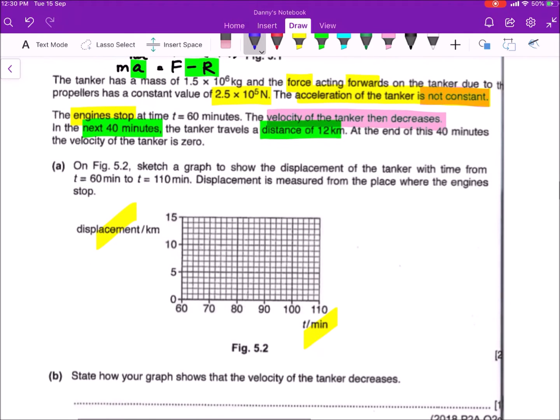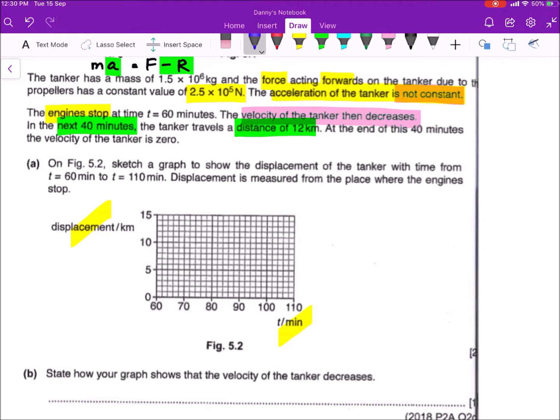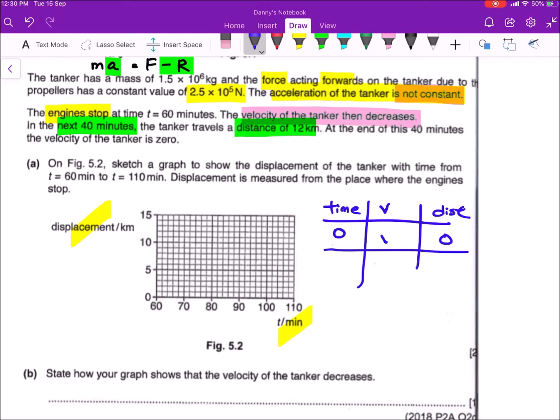Okay, so if I want to see this data clearly, what I can do is put them in a table form. So I will put time here. I will take time equals 0 when the engine stops. Then after that, I will write down, okay, I want to study the velocity, and then I want to study the distance traveled. So when the engine stops, I will take that as my reference point. That is when my distance is 0. I do not know what my starting velocity is because it is not stated, so I will just put V, a dummy alphabet.